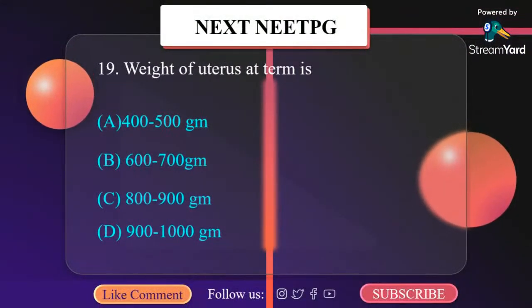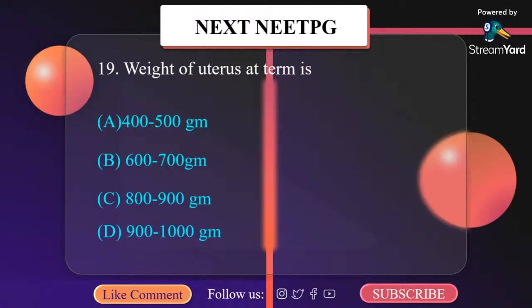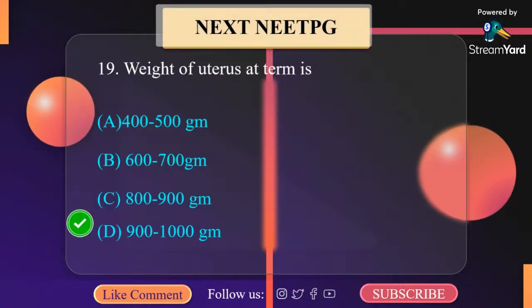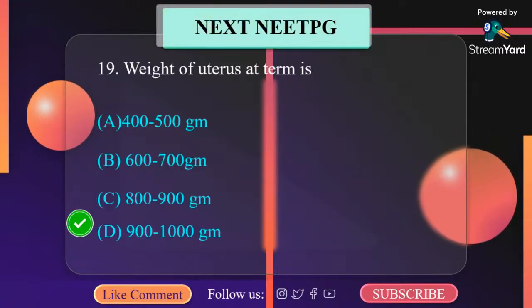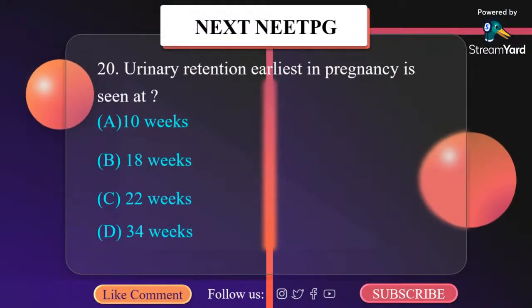Weight of uterus at term is A. 400 to 500 gram, B. 600 to 700 gram, C. 800 to 900 gram, D. 900 to 1000 gram. It is 900 to 1000 gram. Urinary retention earliest in pregnancy is A. 10 weeks, B. 18 weeks, C. 22 weeks, D. 34 weeks. It is 10 weeks.